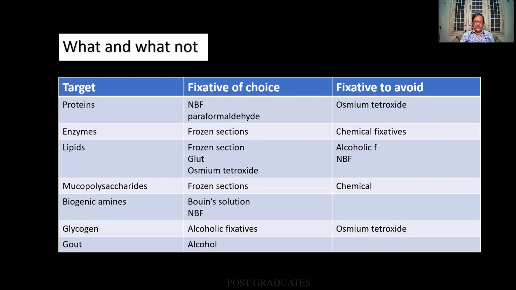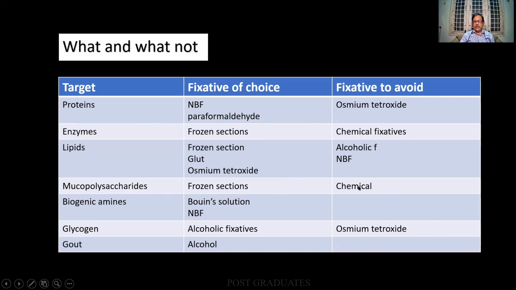This is another one that is very important. So they may ask you for enzyme study, what is the fixative that you use? For lipids, what is it? Is it clear? So there are some fixatives of choice, fixatives to avoid. So formalin or paraformaldehyde usually used in most. For enzymes, we use a frozen section so as to bypass the insult of chemicals. Lipids, we will have to avoid the alcohol because it dissolves the lipids.